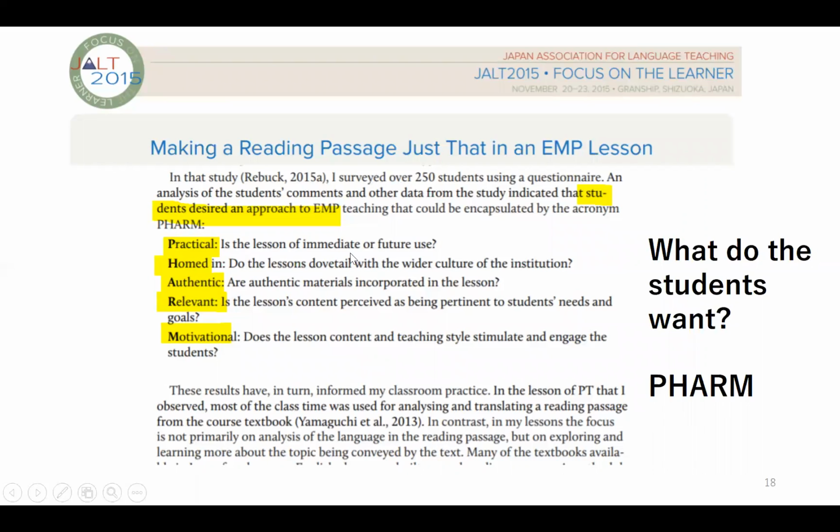Will it be an immediate or future use? And do the lessons dovetail? Okay, with the widening, I explain this in the paper. Please read that. Authentic: in the lesson, they want authentic material. So I'm talking about using videos and radio, not textbooks. Students don't want to use a textbook much. Okay, relevant. Is it relevant to the needs, and motivational?